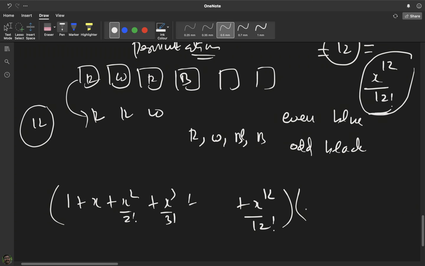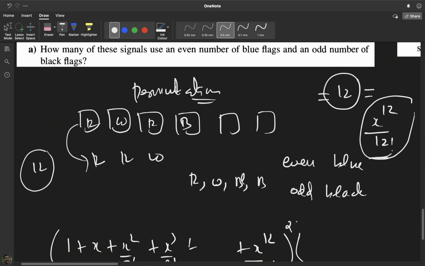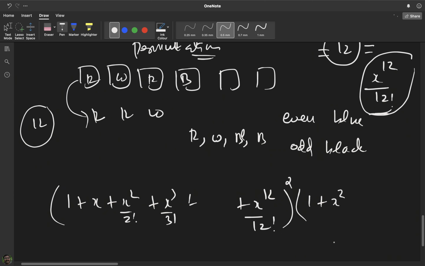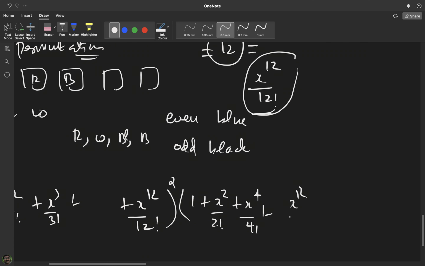Similarly, for white there is no restriction, so there can be 0 white flags, 1 white flag, etc. So I can multiply this: 1 plus x plus x square by 2 factorial plus etc., plus x raised to 12 by 12 factorial. For blue flags, you need an even number. So either there can be no blue flag or there can be 2 blue flags: 1 plus x square by 2 factorial plus x raised to 4 by 4 factorial etc., till x raised to 12 by 12 factorial.